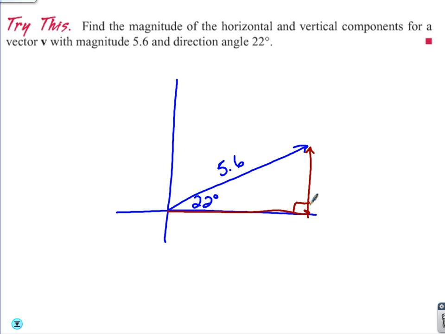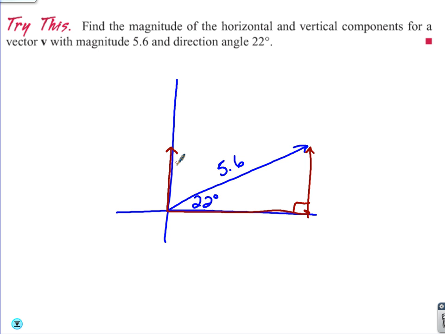Pretty much you're saying this. If a wind is blowing at 5.6 miles per hour at an angle of 22 degrees, actually that'd be 68 degrees from the north. If it's blowing in this direction at 5.6 miles per hour, how much of that wind is blowing to the east? How much of that wind is blowing to the north? That's what you're finding. You're dispersing that force.